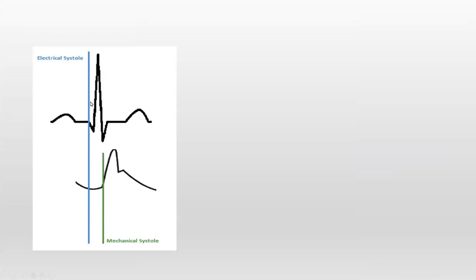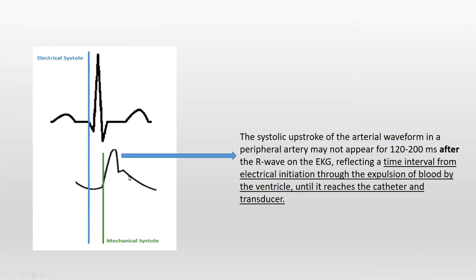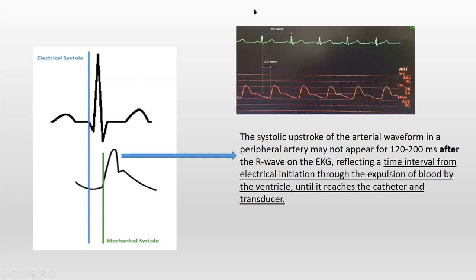The ECG represents the electrical contraction of the heart, and the arterial waveform represents the mechanical contraction. The systolic upstroke of an arterial waveform in a peripheral artery may not appear for about 120 to 200 milliseconds after the R wave on the EKG, reflecting the time interval from the electrical initiation through the expulsion of blood by the ventricle until it reaches the catheter and transducer. So this delay is something we routinely see on our monitors.